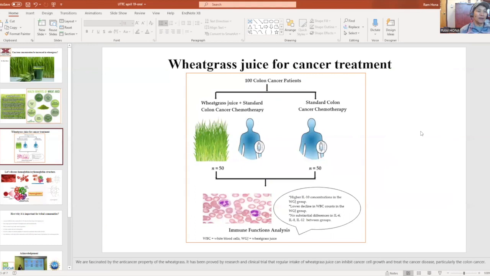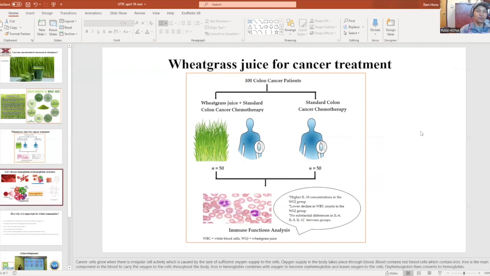We are fascinated by the anti-cancer property of wheatgrass. It has been proved by research and clinical trials that a regular intake of wheatgrass juice can inhibit cancer cell growth and treat cancer, particularly colon cancer.